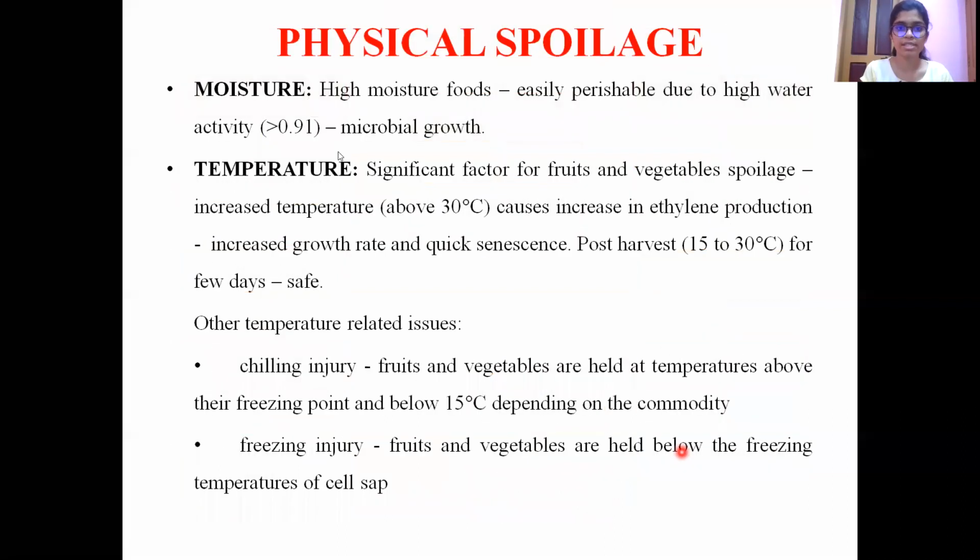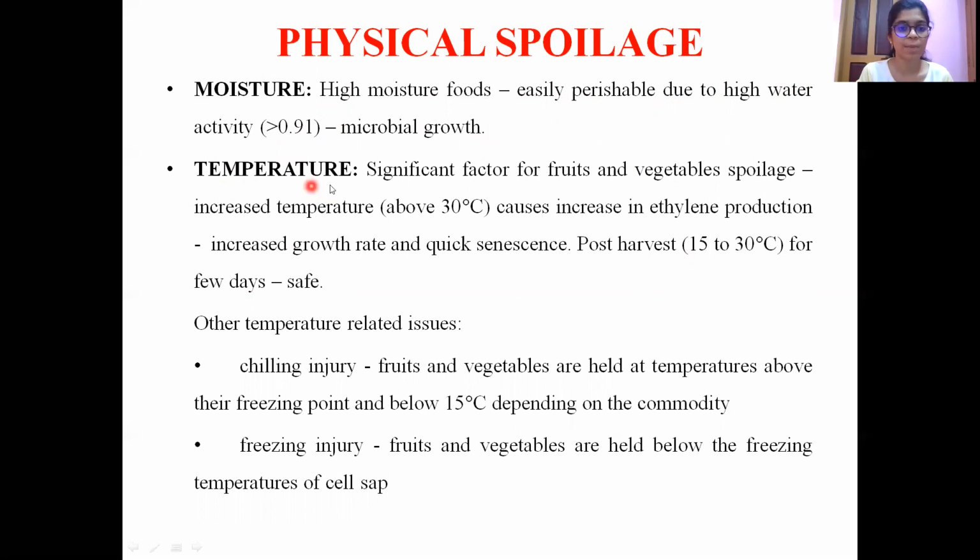Moving on, the first is physical spoilage, and we saw moisture. To note a point, moisture and temperature are the key indicators for maintaining the quality of any product. Let us see how these affect the quality of products. Generally, high moisture foods are easily perishable due to their high water activity, and foods having water activity greater than 0.91 are highly susceptible to microbial growth.